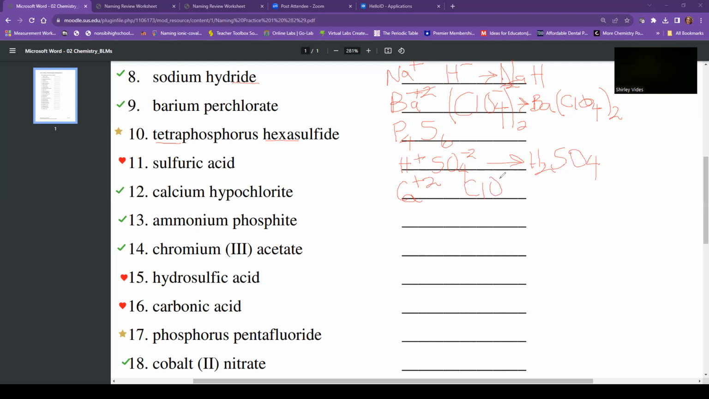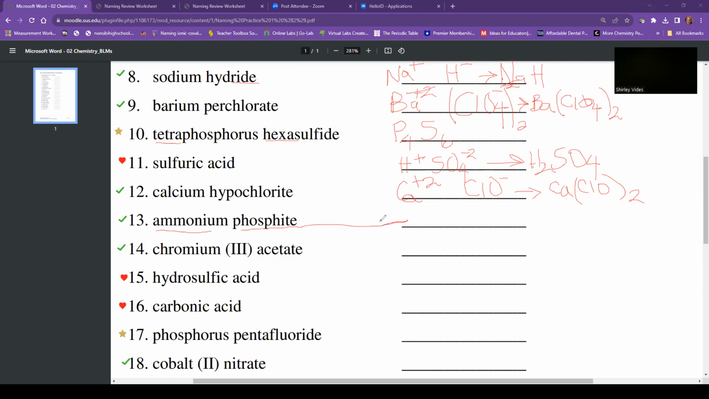So when we put it together, again, crisscross and all that good stuff, we got Ca with the 1 from the hypochlorite, and ClO gets the 2 from the calcium. And that's why we put it in parentheses, because that is a unit, you know, a one thing.